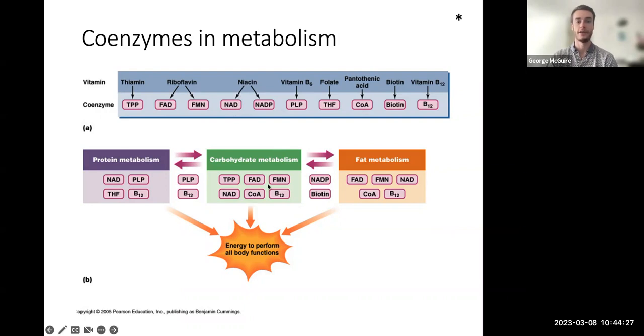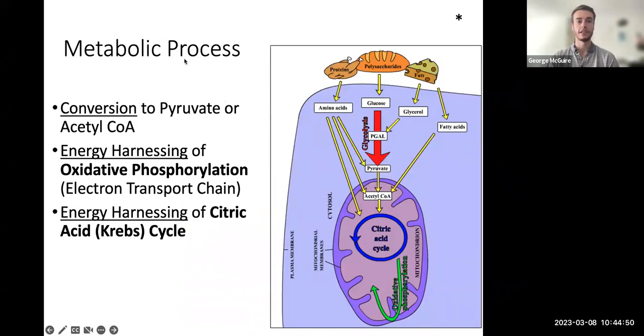Niacin acting as NAD, okay? And you can see which different metabolic pathways they play a role in, as well as the transformation of amino acids into sugars and lipids into sugars, et cetera, back and forth. Okay? But ultimately, the goal of the use of these is in order to allow us to harness energy from these various molecules. So we're going to see the role they play in conversion to pyruvate or acetyl coenzyme A, in the energy harnessing as a process of oxidative phosphorylation, right, that electron transport chain, as well as the role they play in our citric acid cycle, again, also known as the Krebs cycle. Those two terms are interchangeable.